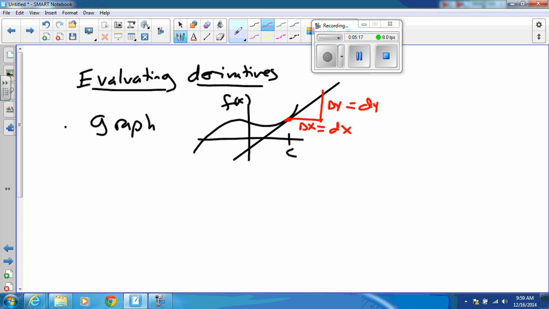And if you wish to label these dy and dx in honor of Mr. Leibniz, then he would be proud of you. And you can simply compute the slope as dy over dx. So our technique for graph is draw a tangent, find its slope.